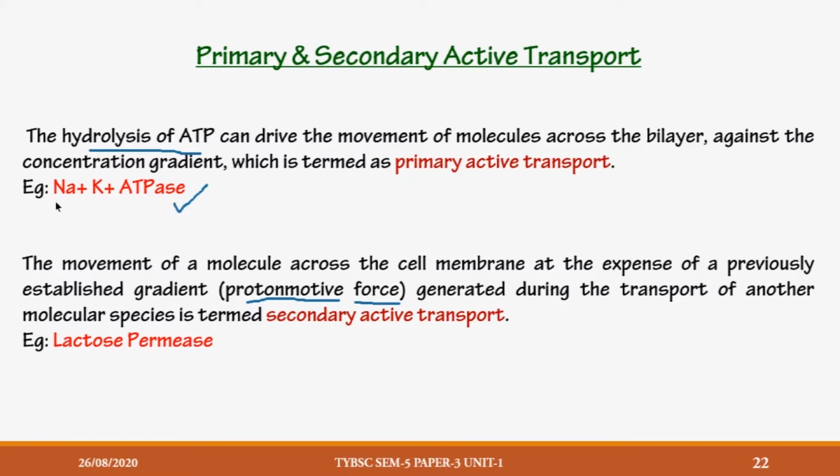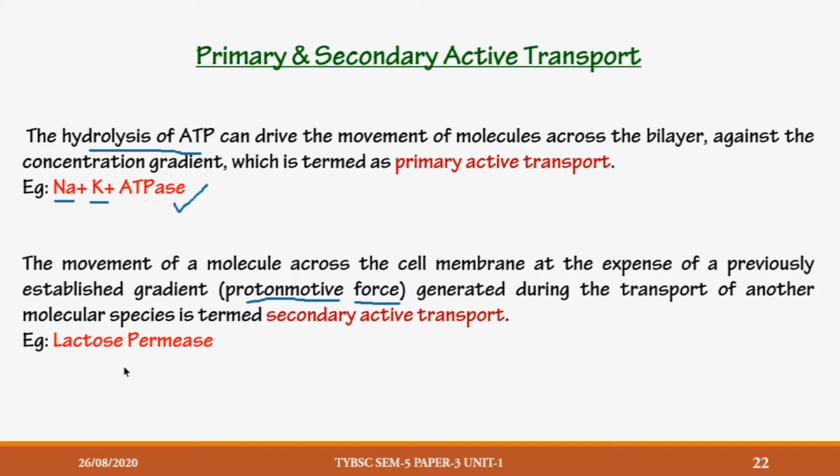One of the transport systems is called Na+K+ ATPase. This is actually a transporter protein which is transporting Na, that is your sodium ions, and your potassium ions, and this particular transport system requires energy which is provided by the hydrolysis of ATP. So we call it primary active transport.